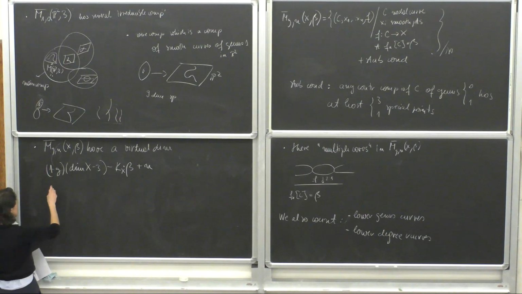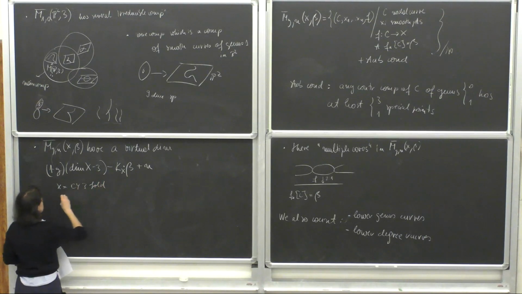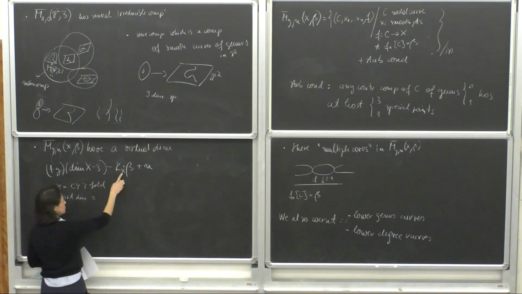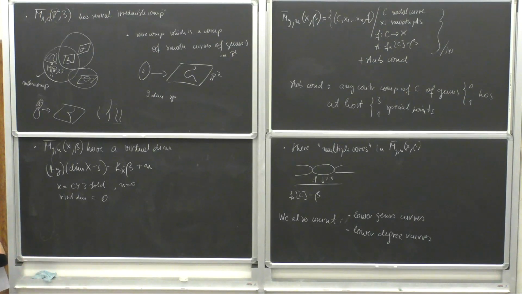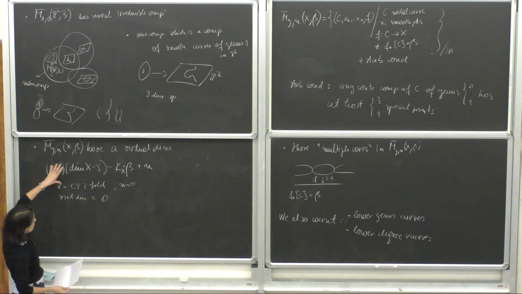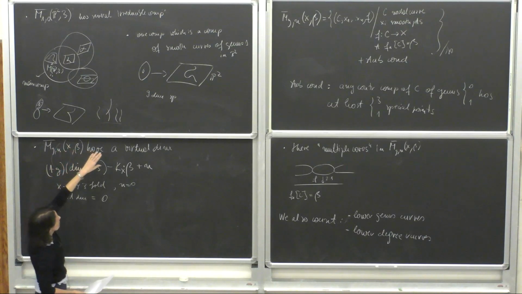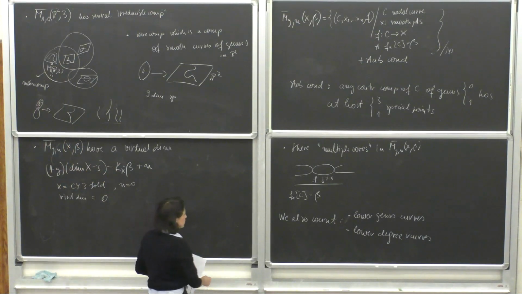So in particular, notice that if X is a Calabi-Yau threefold, then this virtual dimension is, well, this one disappears because it's a threefold, and this one disappears. And if I also put n equals 0, then the virtual dimension is 0. And in practice, the actual dimension is always bigger than the virtual dimension. So here you saw that we have a component of dimension 9, and we have some other component of dimension 10, and some other component of dimension 9.